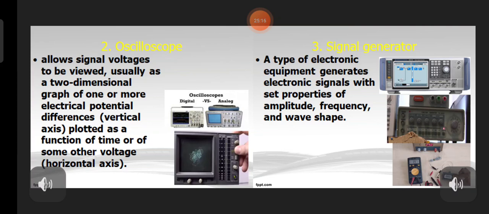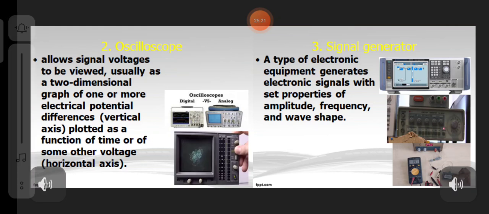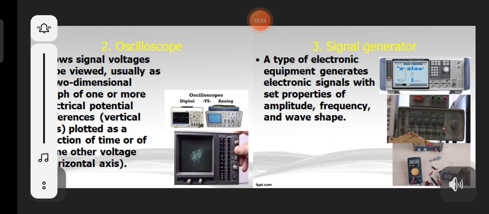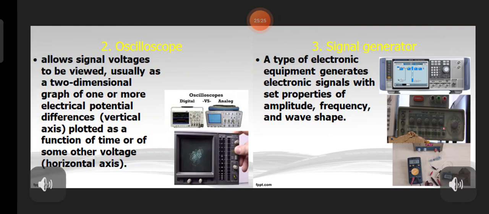A signal generator is a type of electronic equipment that generates electronic signals with a set of properties of amplitude, frequency, and wave shape.